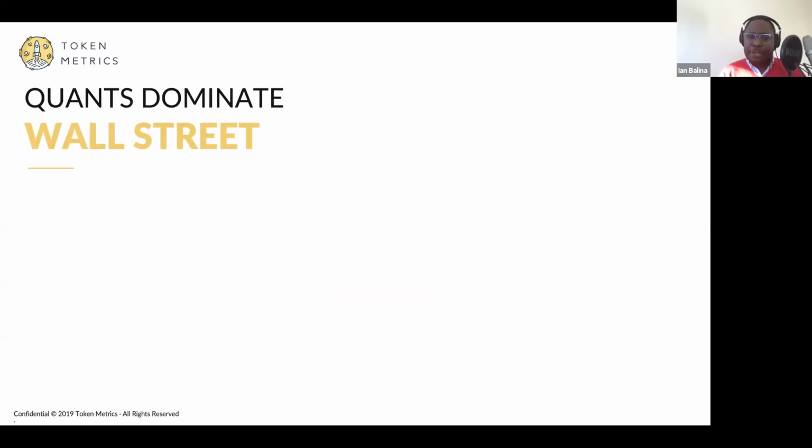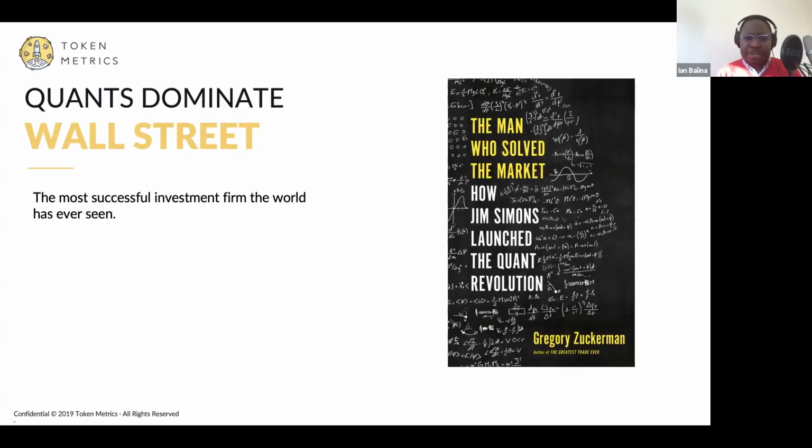Okay, so back to quants. Quants are dominating Wall Street. This is partially why the top 1% are making even more money, because they have the tools and the resources to dominate. The most successful investment firm in the world is a fund featured in a book from a Wall Street Journal writer, The Man Who Solved the Markets: How Jim Simons Launched the Quant Revolution. The Medallion Fund by Jim Simons is a fund built by somebody not from Wall Street.